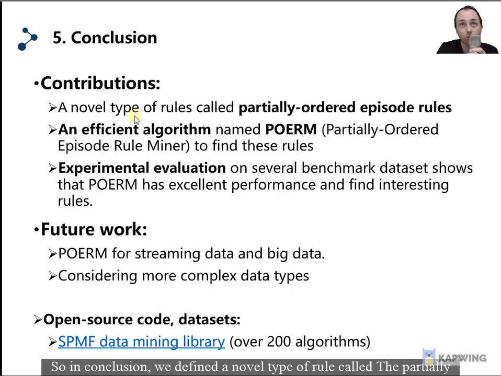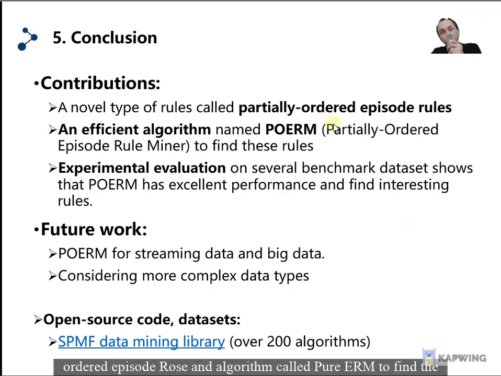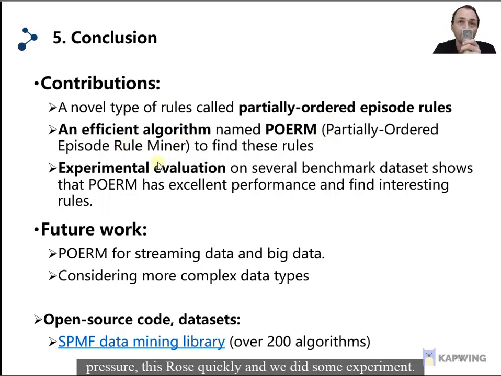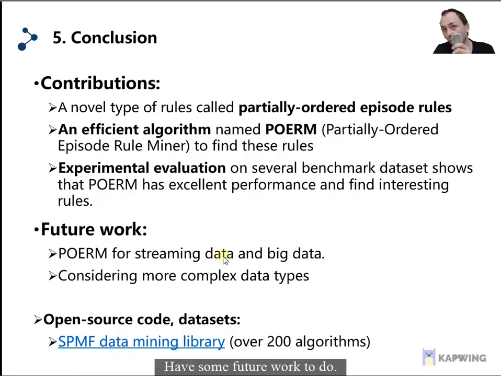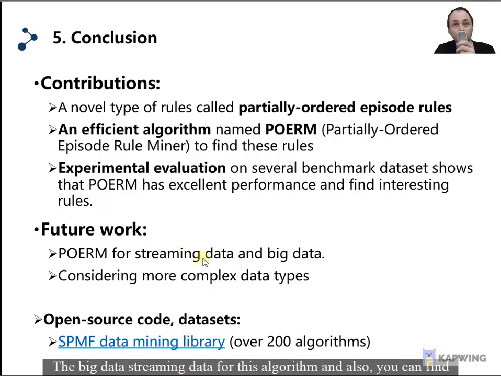So in conclusion, we define a novel type of rule called partially ordered episode rules, and an algorithm called POERM to find these rules quickly, and we did some experiments. We also have some future work to do on big data or streaming data for this algorithm.